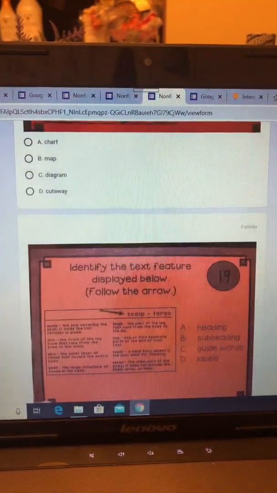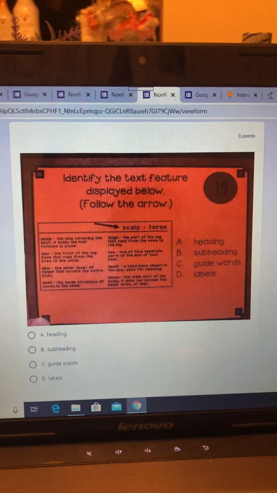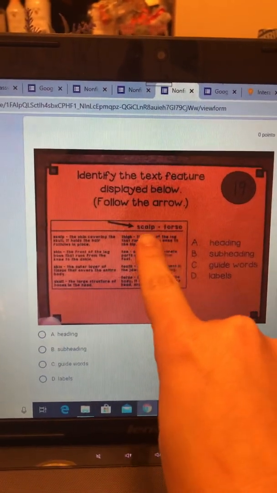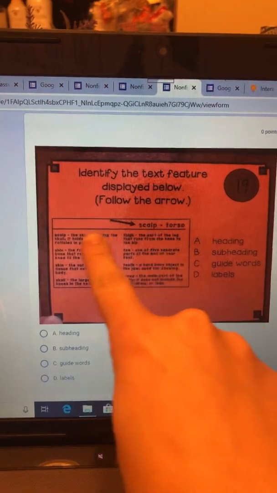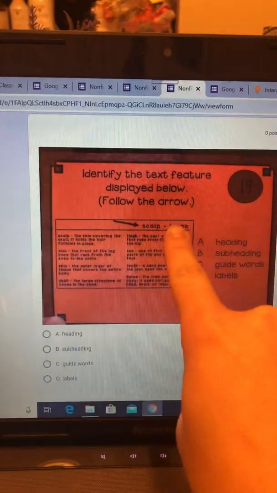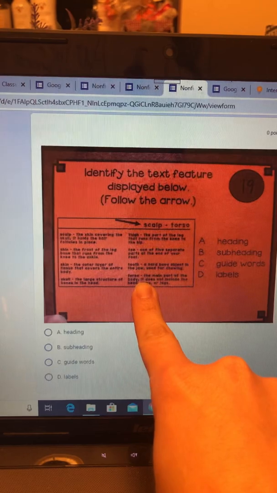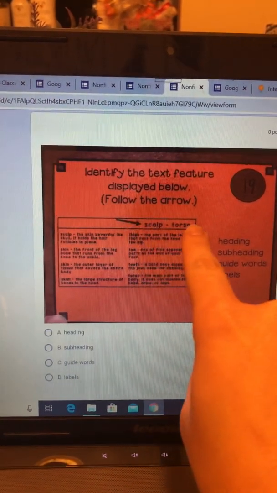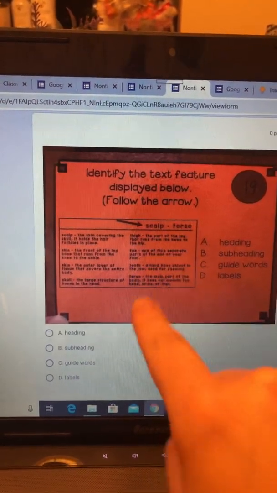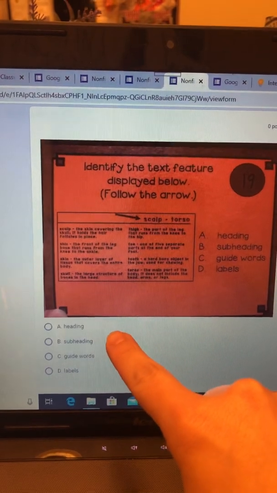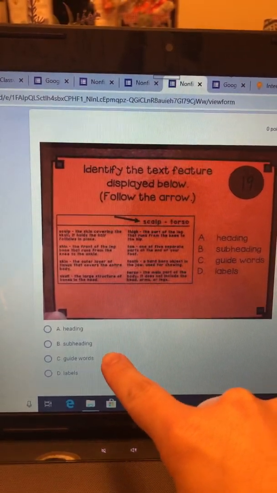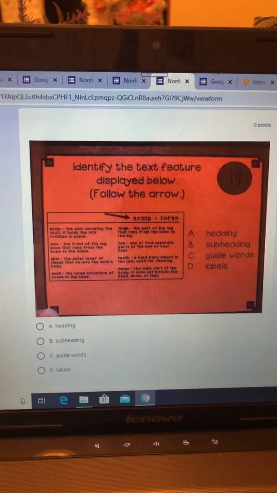Right, and right here it looks like I have a dictionary page, and these are the words at the top. This is the first word that comes on this page, scalp. This is the last word that comes on the page, torso. What are these words up here at the top of my page called? Heading, subheading, guide words, or labels?